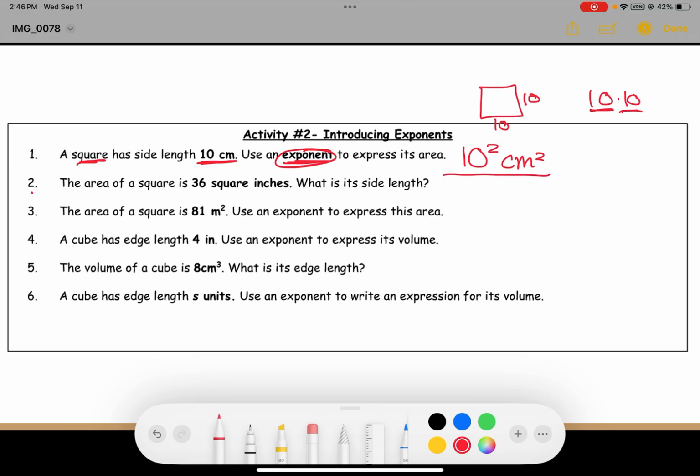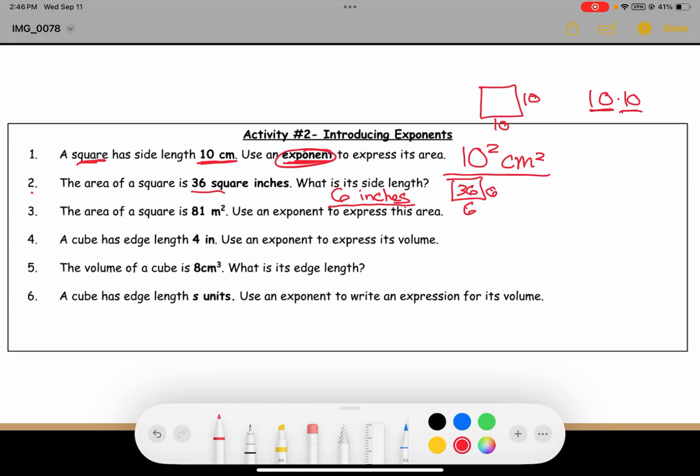Number 2 says the area of a square is 36 square inches. What is its side length? So in this case, the area is 36. So we have to think what times what equals 36. 1 times 1 doesn't, 2 times 2 equals 4, 3 times 3 equals 9. I know 6 times 6 equals 36. So the side length would be 6 inches. And it's not 6 inches squared, it's just 6 inches because it's just the side length. It's not the area.